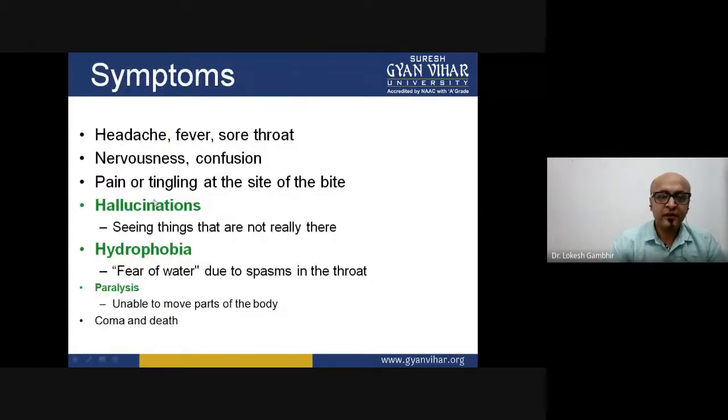So symptoms include hallucinations, pain, nervousness, confusion, headache, fever, and hydrophobia, that is the fear of water. People are not able to swallow, and then eventually when your central nervous system is impaired, it leads to paralysis. Then when the brain is completely damaged, the individual goes into a coma, and eventually it leads to death.